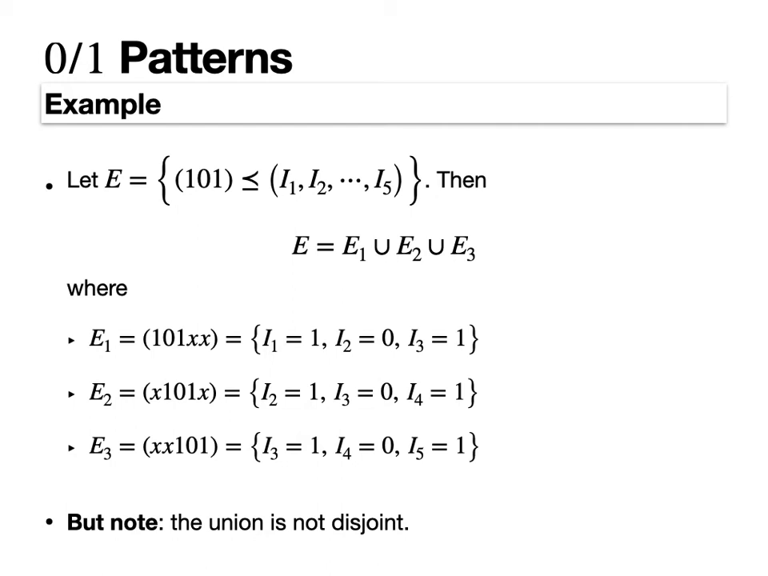The union of those 3 events is the event that 101 appears as a substring in the first 5 indicator variables, because if it's a substring, it has to start at position 1, 2, or 3. But note, this union is not disjoint, right? Because, for instance, E1 intersect E3 is not empty. You could have something in both of those events. So we can't just add up the probabilities of the individual events E1, E2, and E3.